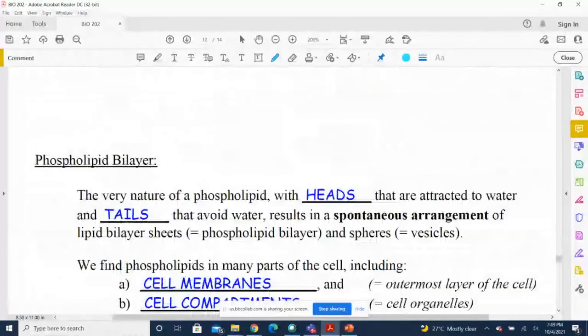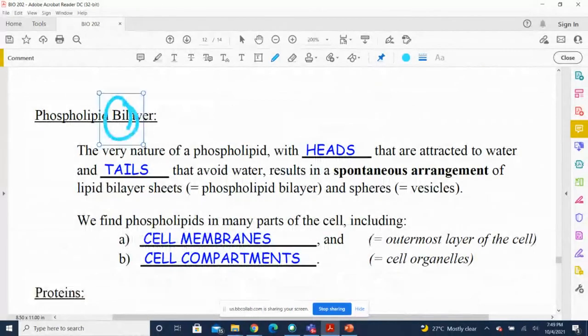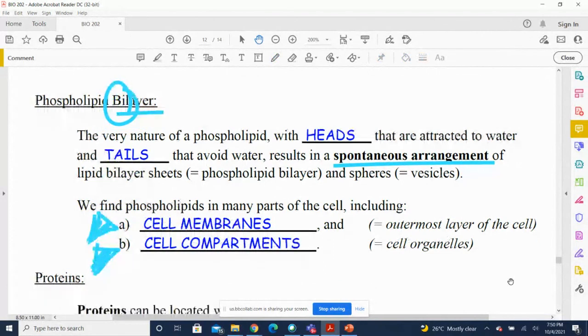When we talk about the phospholipid bilayer, remember, two layers there. And this phospholipid bilayer was a consequence of the spontaneous arrangement of these phospholipids, so that the heads were facing outwards and tails inside. This is what helps us to form not only the cell membranes themselves, but all these compartments inside the cells as well. So all these cell organelles that we've had a look at.